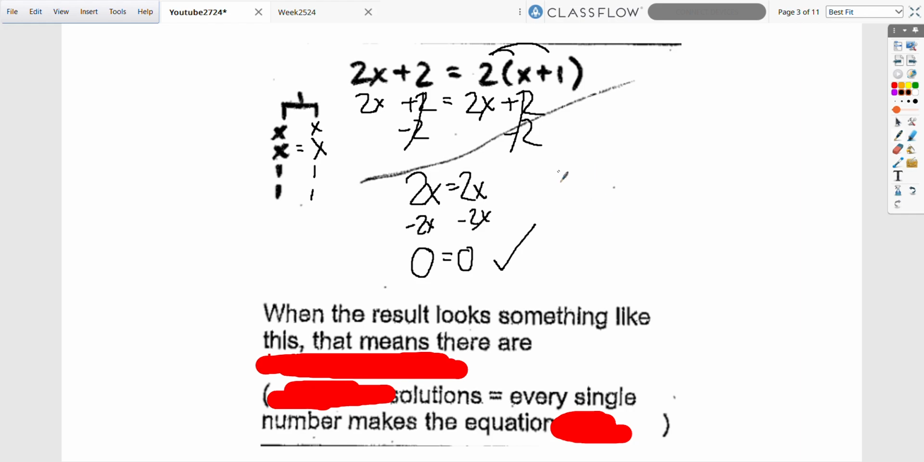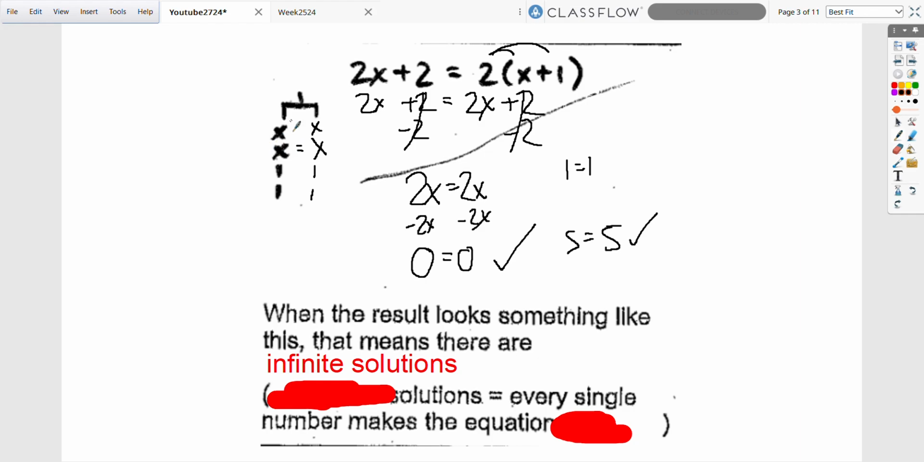So if we get something like 0 equals 0, 1 equals 1, 5 equals 5, basically anything that's correct and doesn't have an x, right? There's no x here. So the answer doesn't mean it's 0, doesn't mean it's 5, doesn't mean it's 1. This means there are infinite solutions. So that means x can be every single number. Every single number makes this true.